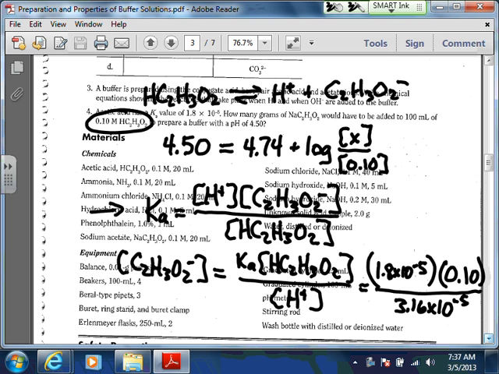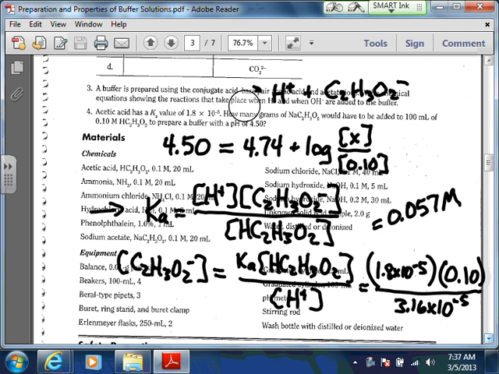Okay, so once we do all that, and we figure out what our acetate ion concentration is, we should get 0.057 molar. Let's see how many sig figs we are working with here? 2. So 0.057 molar for our acetate ion concentration here. Okay, now again, that is not what the question is asking us. It's asking us how many grams of this do we need.